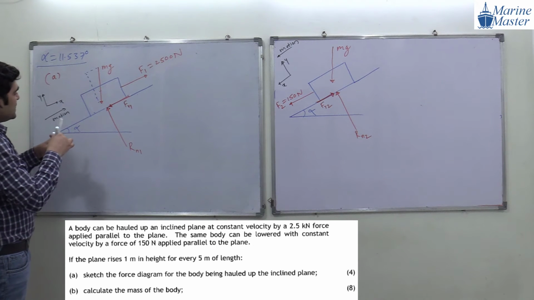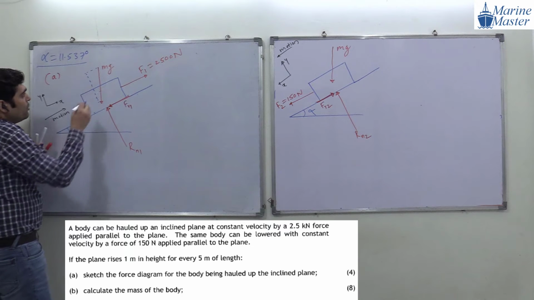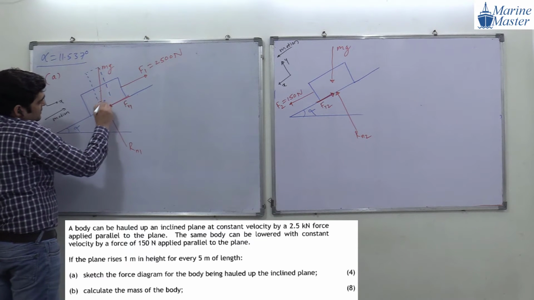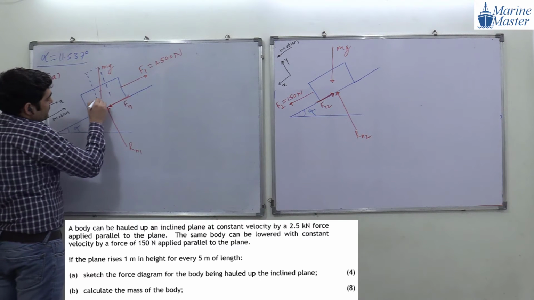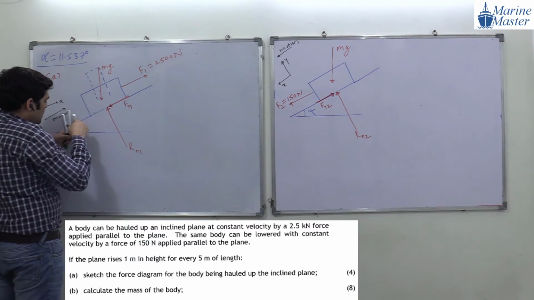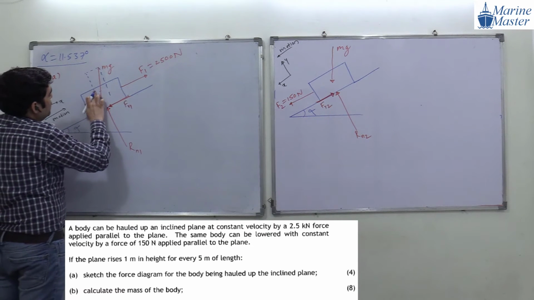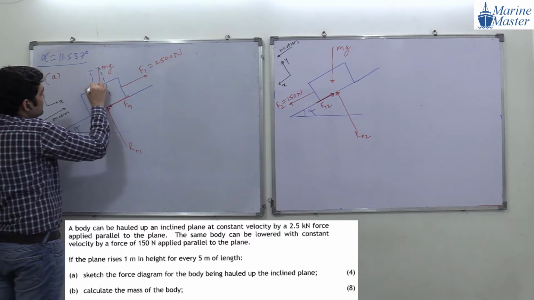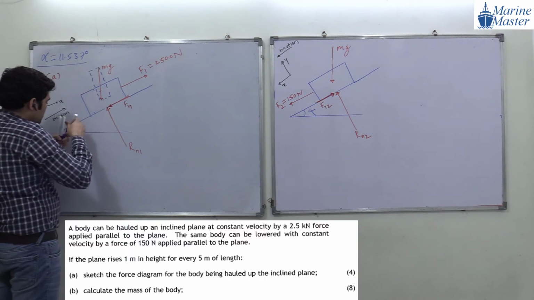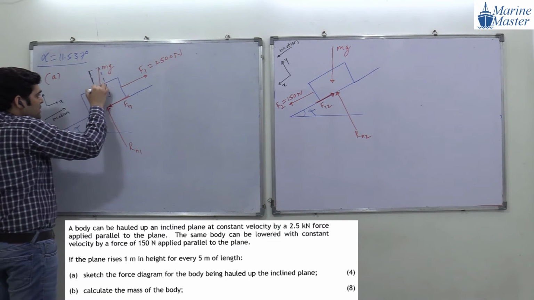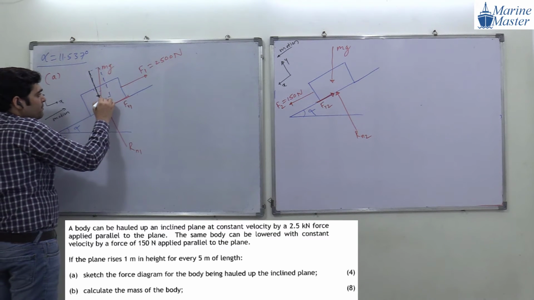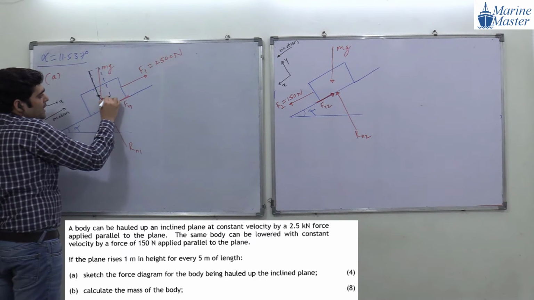So for this mg, we are going to form a rectangle like this. Sorry, not 100G, my mistake. For this mg, we are going to form components. And how are we going to form the components? Guys, how? One is a component perpendicular to the plane, and another component parallel to the plane.